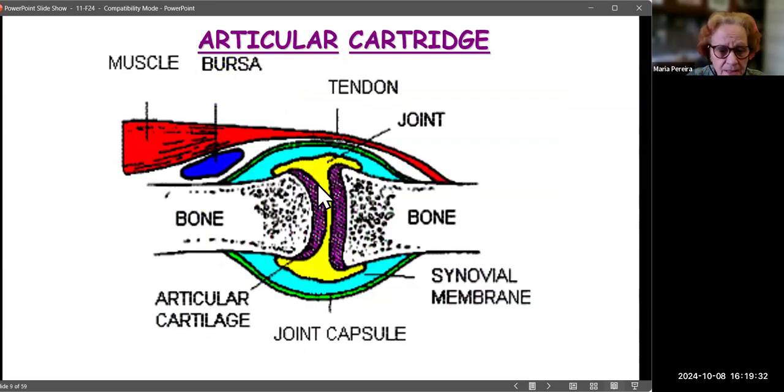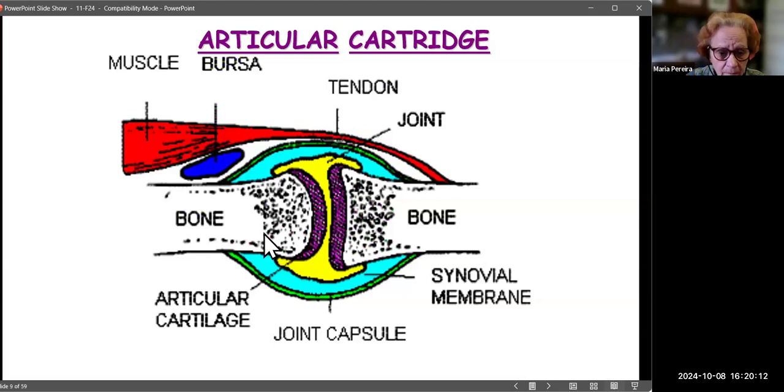So here is a magnification, let's say, a cartoon, that shows the articular cartilage here in purple. And this is very important to protect the epiphysis of these two bones and prevent the bones from rubbing against each other. But there's a lot of wear and tear, and if this cartilage is not maintained in a healthy condition, then it wears out, and this allows the bones to rub against each other, and this leads to a lot of pain.